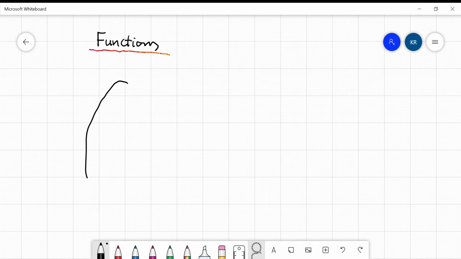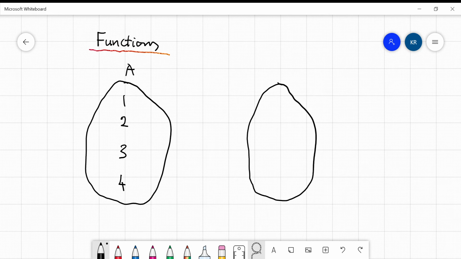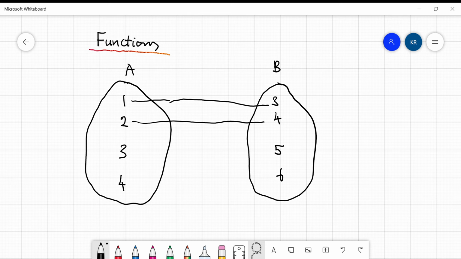Let us consider two sets. Let this be A, and A has elements 1, 2, 3 and 4. Now let us consider another set which is B, and this has, suppose, elements 3, 4, 5 and 6. So if we can draw a line from 1 to 3, a line from 2 to 4, 3 to 5, 4 to 6.